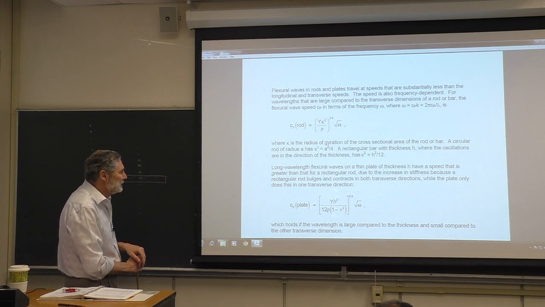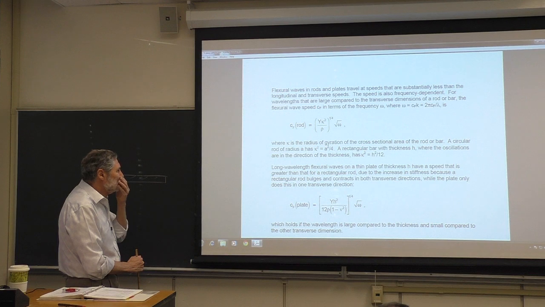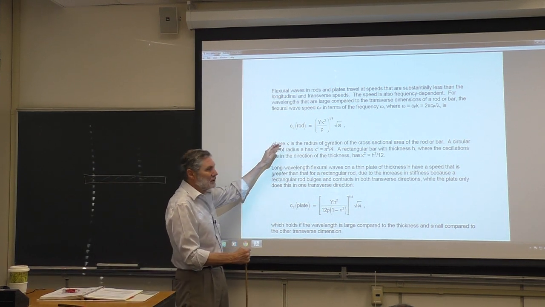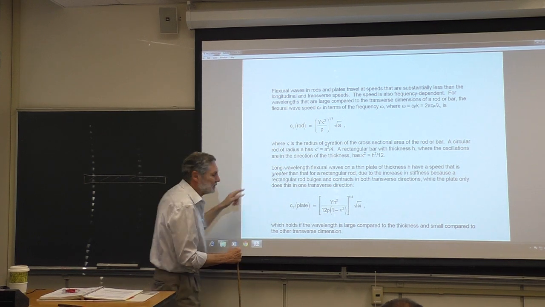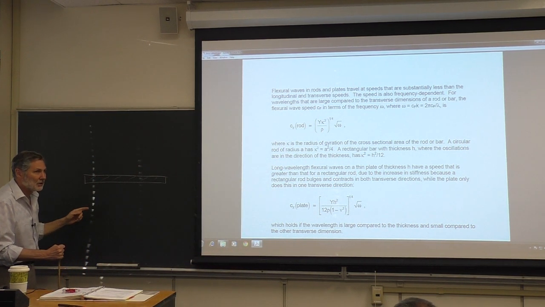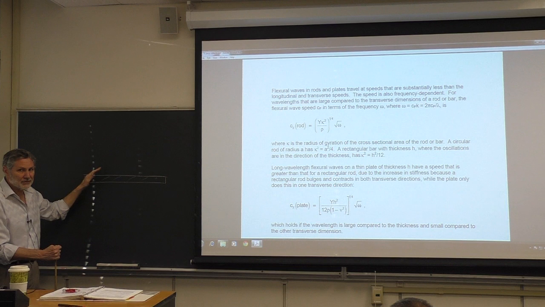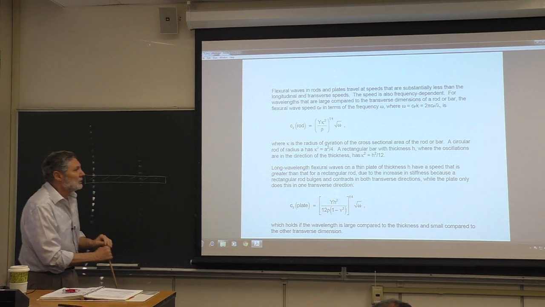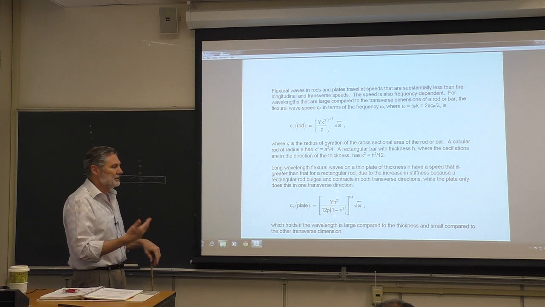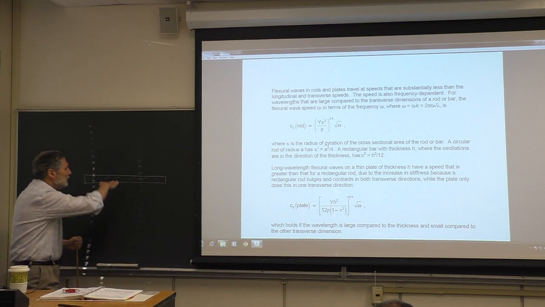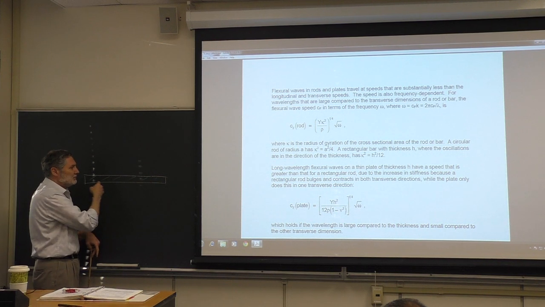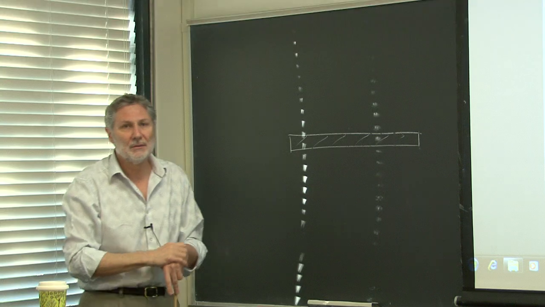Now we can look at this expression, which is valid when the wavelength is large compared to all dimensions. Okay, so there again, as before, there's this intermediate case. We can imagine waves going down here where the wavelength is large compared to this dimension, but not large compared to that dimension.